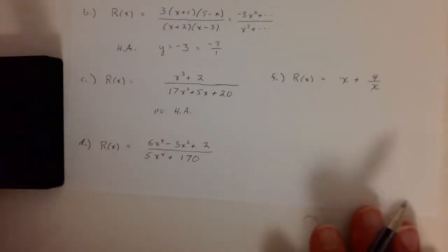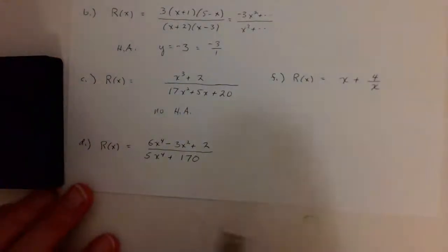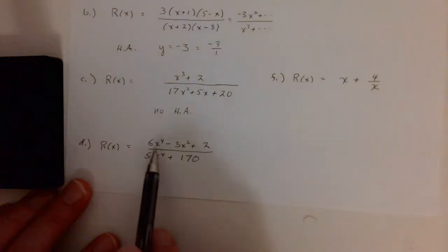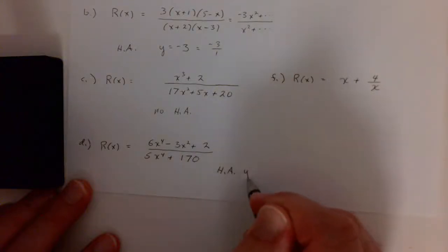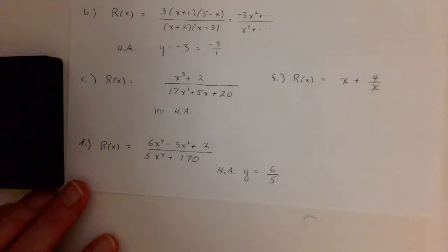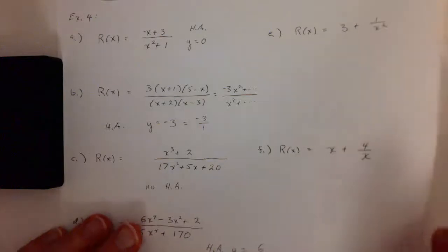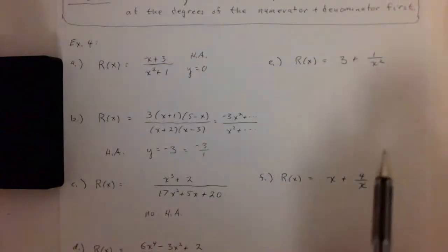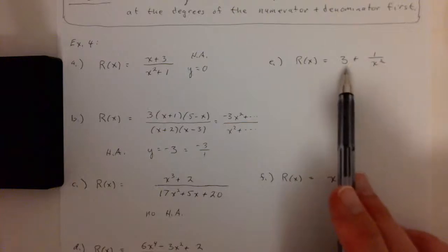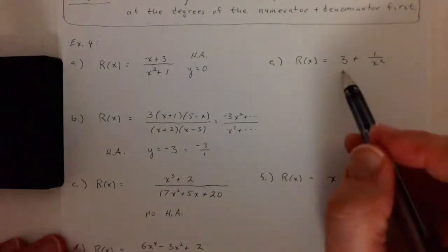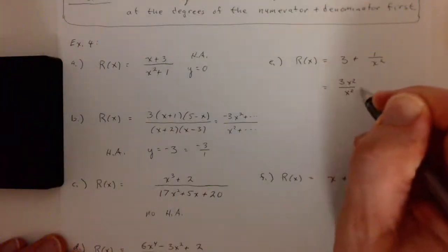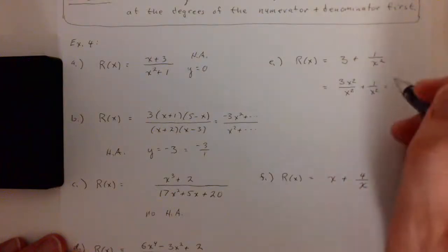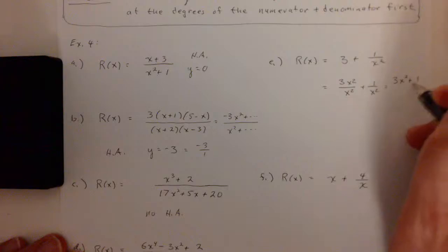Part D, we look, here the degrees are the same again. So again, we just look at the leading coefficients. And so the horizontal asymptote here is y equals 6/5. Now, for E and F, it's going to be a little bit different, but not too much. You can still combine this into one using a common denominator. You can take the 3 and write it as 3x squared over x squared. So this will become 3x squared over x squared plus 1 over x squared, which is 3x squared plus 1 over x squared.